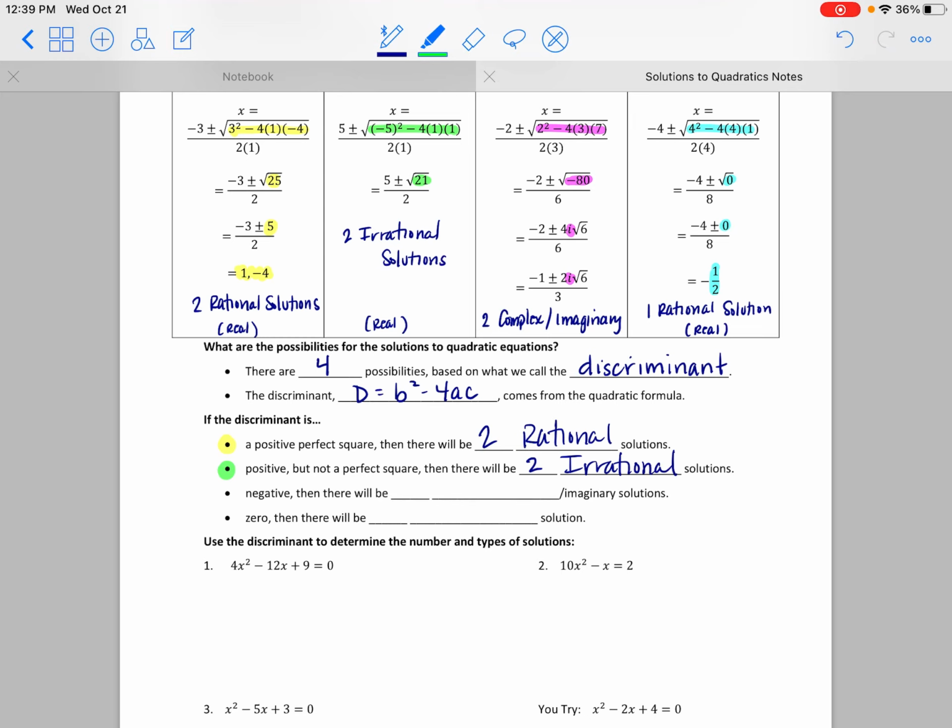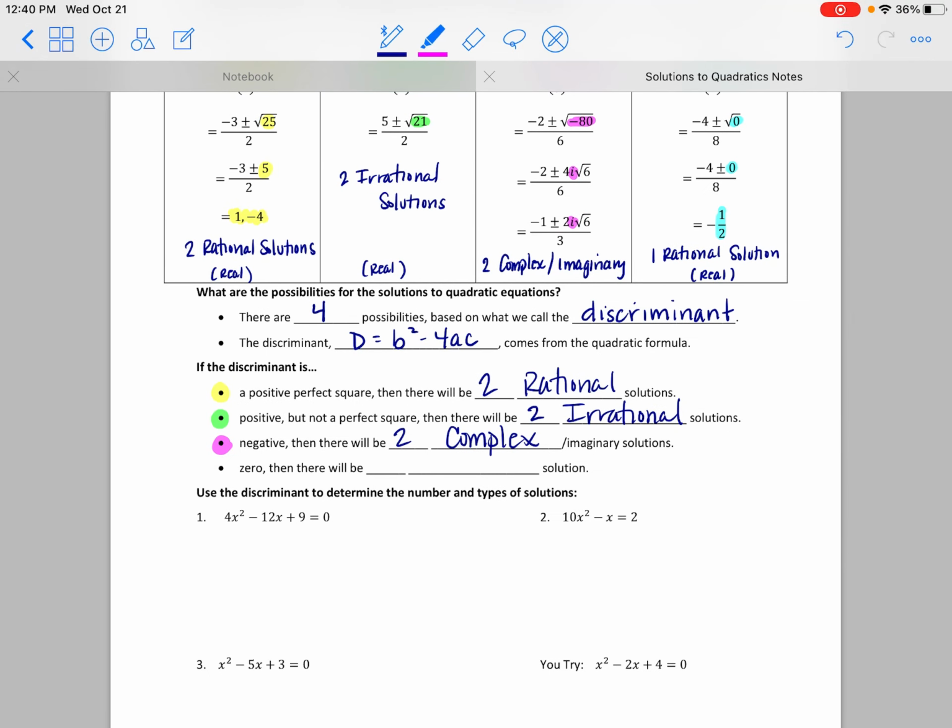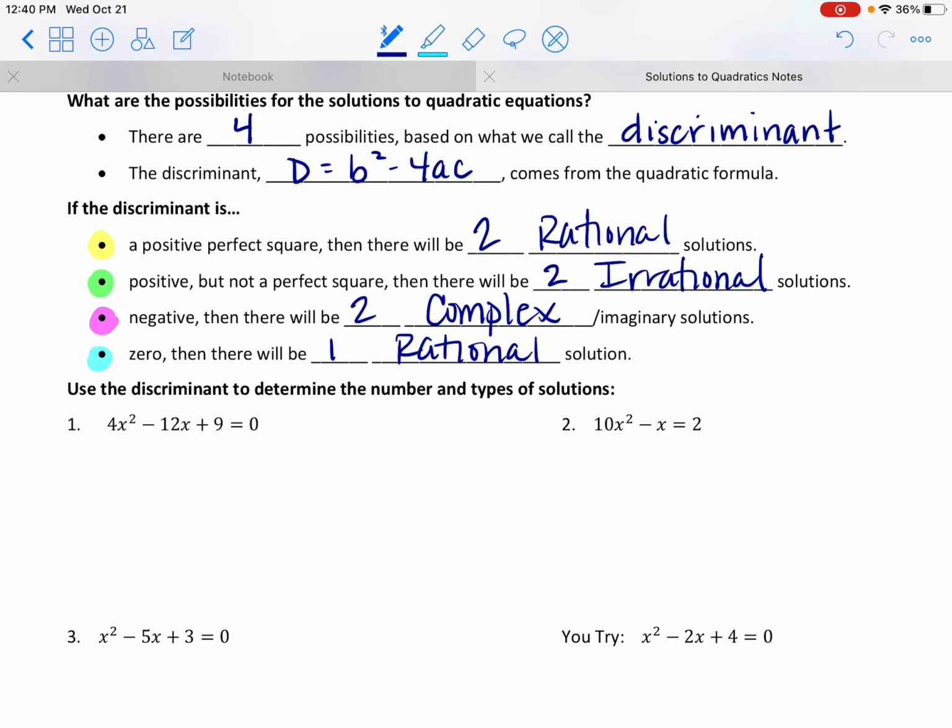If you calculated a negative for your discriminant, doesn't matter if it's a perfect square or not, if it's negative, that negative is going to come out of the radical as an i, so that's going to give you two complex or imaginary solutions. And then if you calculate your discriminant as 0, a 0 underneath the radical is going to make the radical piece go away, and in that case you're left with just one rational solution. Okay, so these are the four options, and they're all based off that discriminant, which is the portion underneath the radical, the b squared minus 4ac part of our quadratic formula.